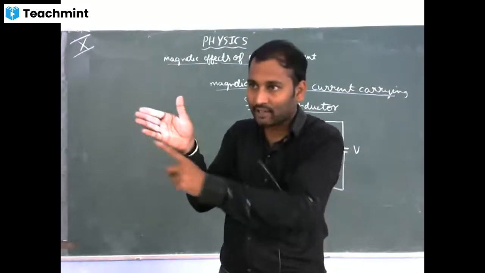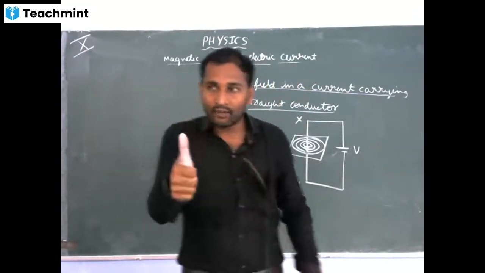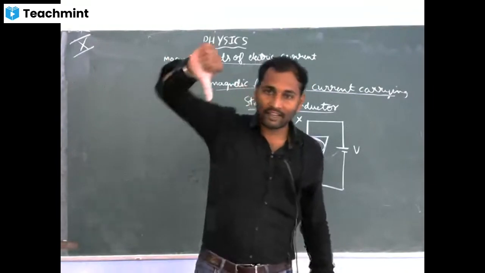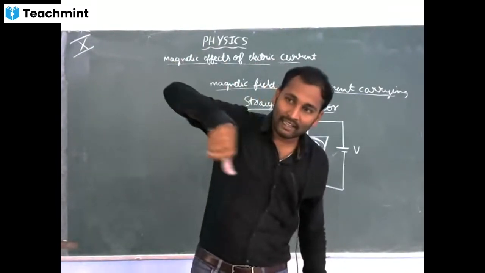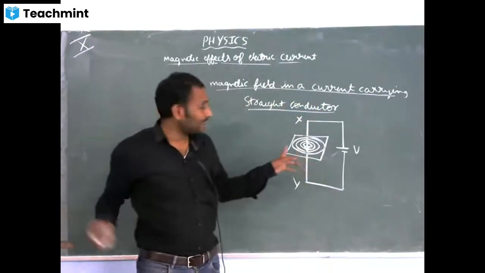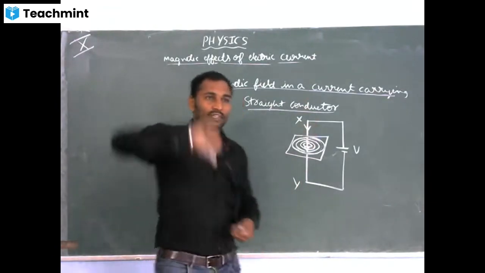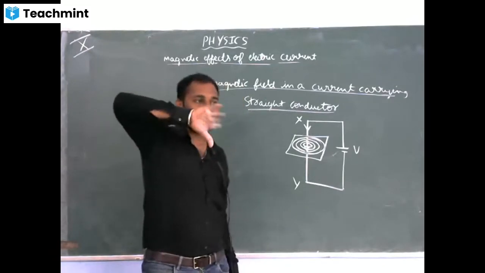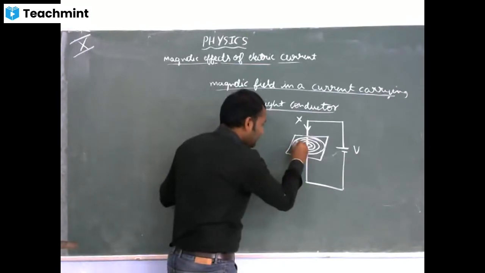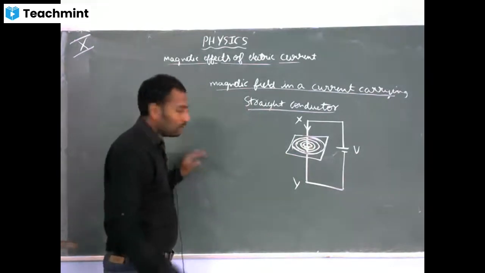So this point will be north. So north to south. This will be the direction of electric current. If the current flows up, direction of magnetic field will be like this. If the current flows down, direction of magnetic field will be like this. Is it clear? So now see from the diagram, the current is from top to down. So top to down, the direction of magnetic field will be like this. That is from this to this direction. Is it visible?